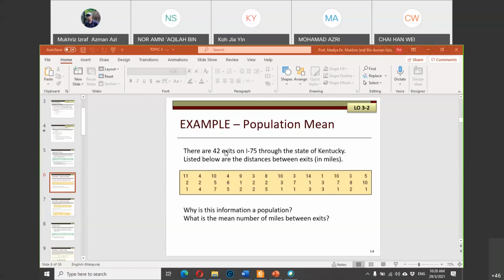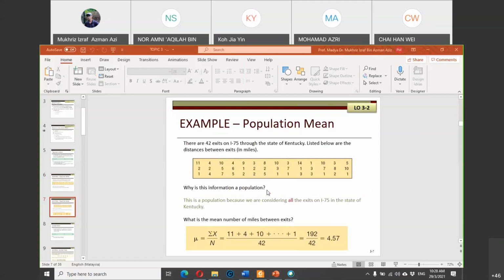There are 42 exits, meaning it's just like our highway. Let's say from the north to the south, how many exits are there in total? This is the number of exits on this stretch of highway in Kentucky. According to this, this should be the population data that represents all the exits on the highway. So you want to calculate the population mean.